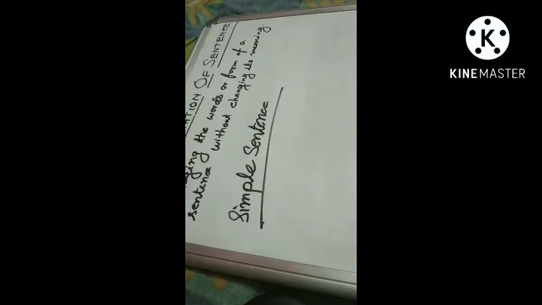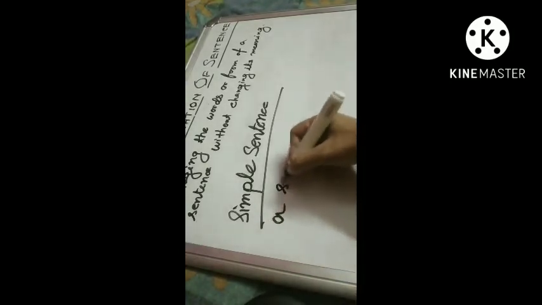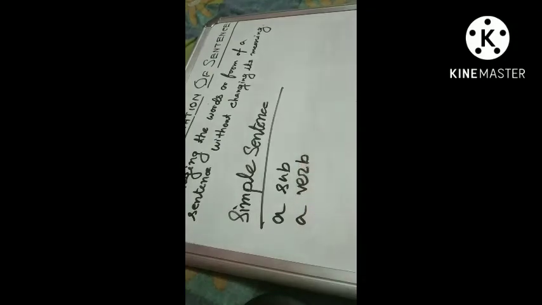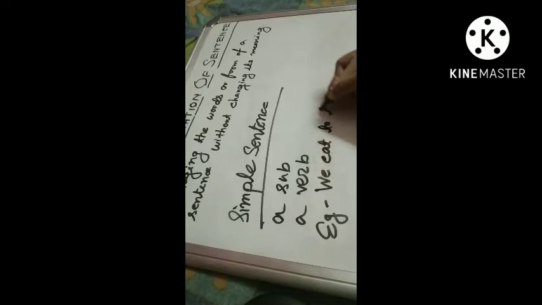A simple sentence is a sentence where a subject and a verb will be there. A subject will be there and a verb will be there in a simple sentence. Okay? Example, we eat to live. So we is the subject and eat is a verb. Okay, that is a simple sentence.